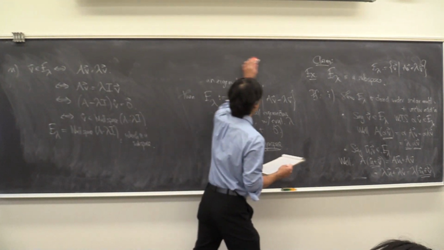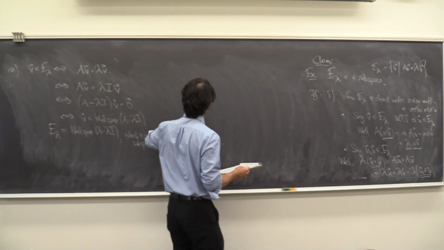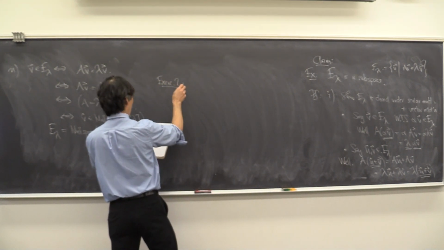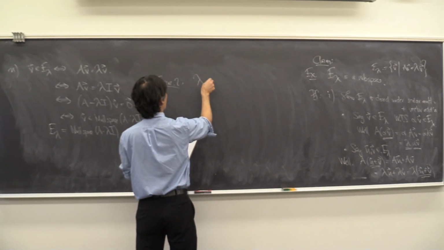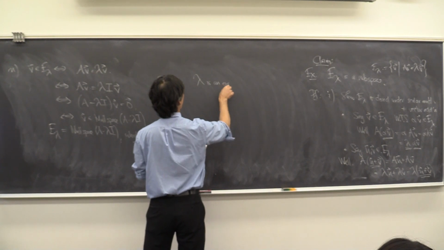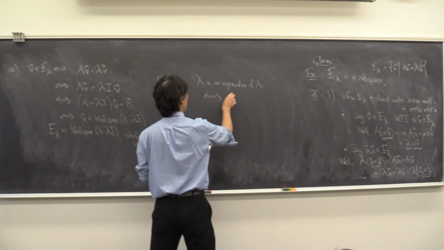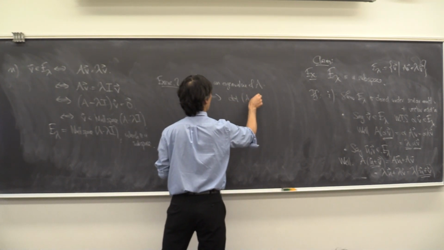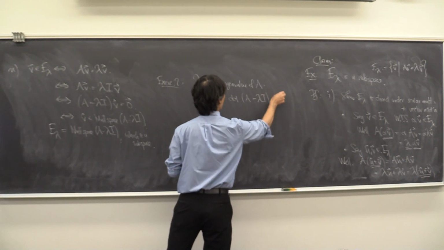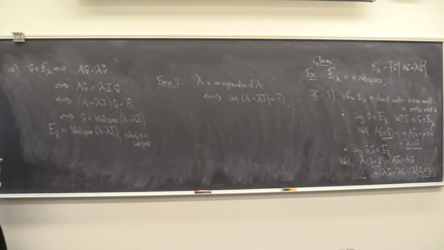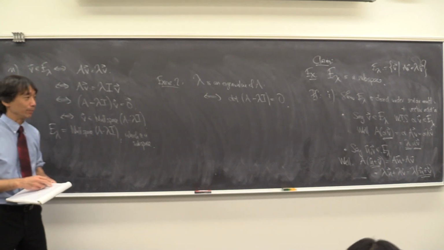Let me give you another exercise. Exercise 2: lambda is an eigenvalue of A if and only if the determinant of A minus lambda I is 0. Think about that for a minute, please.